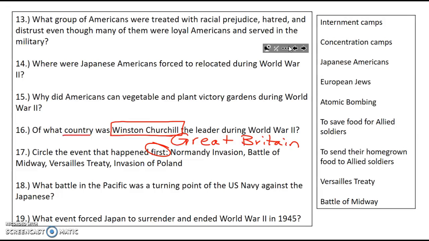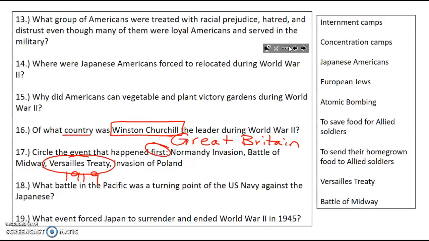17, it says, circle the event that happened first. You have Normandy invasion, Battle of Midway, the Versailles Treaty, and the invasion of Poland. So the first event is the Versailles Treaty, a treaty officially signed in 1919, which is after World War I. It was a peace plan that penalized Germany. It demilitarized Germany, took away a lot of colonies and territories that Germany had occupied, and put a lot of restrictions on Germany. It blamed Germany for the war, and that led to World War II.